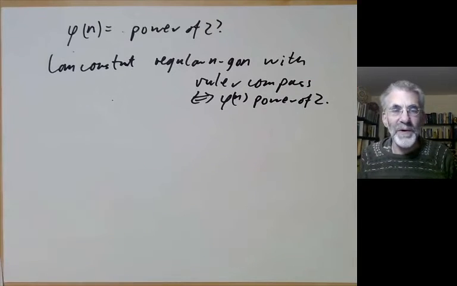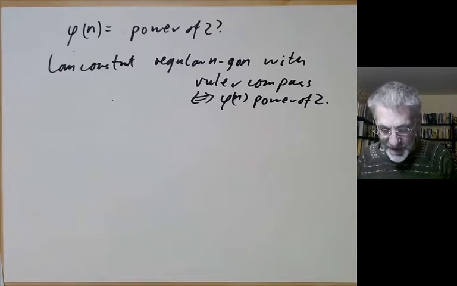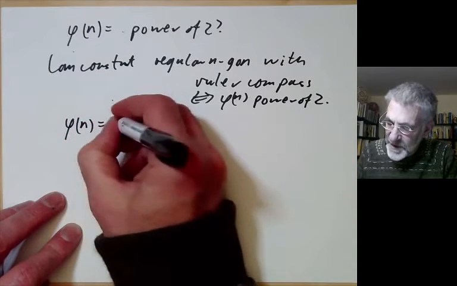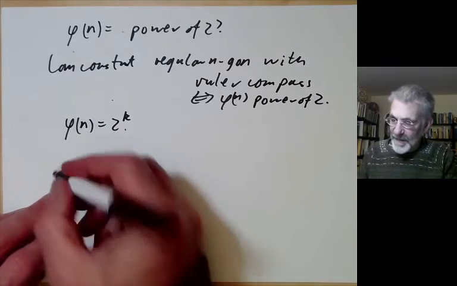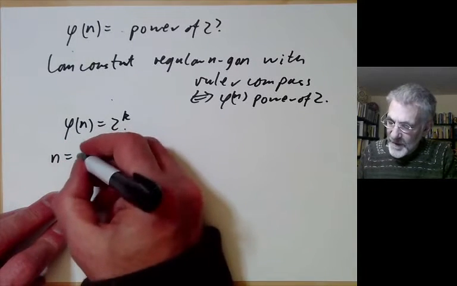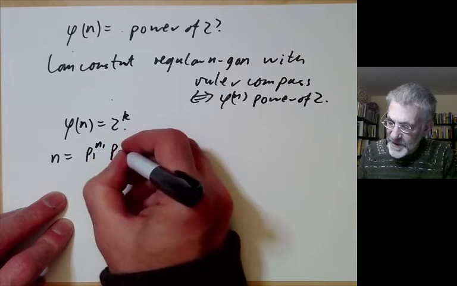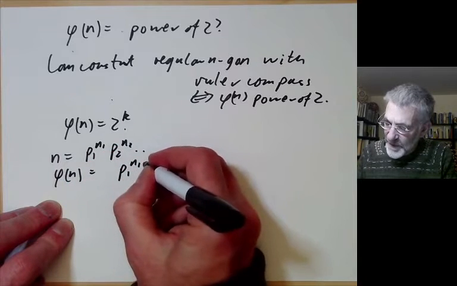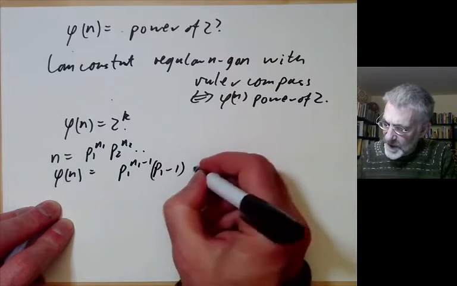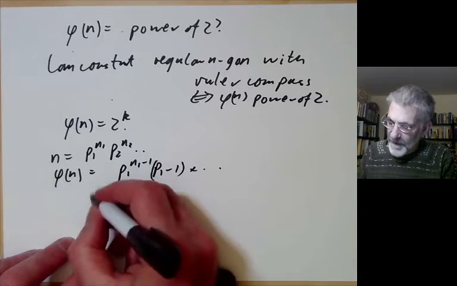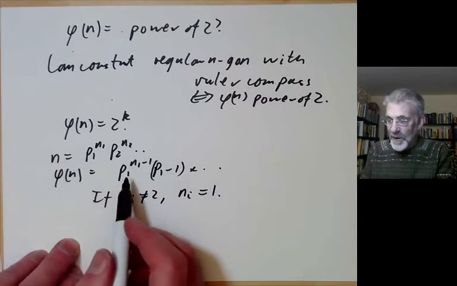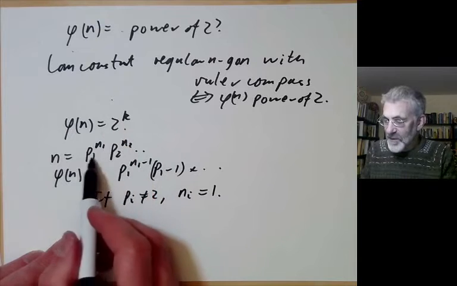Constructing a regular n-gon with ruler and compass is, of course, rather pointless, but it was an old geometrical problem. So we want phi of n to be 2 to the k. Let's suppose n is equal to a product of primes p1 to the n1, p2 to the n2, and so on. So phi of n is going to be p1 to the n1 minus 1 times p1 minus 1, and so on. And we notice from this that if pi is not equal to 2, then ni must be equal to 1, because otherwise phi of n would be divisible by pi.